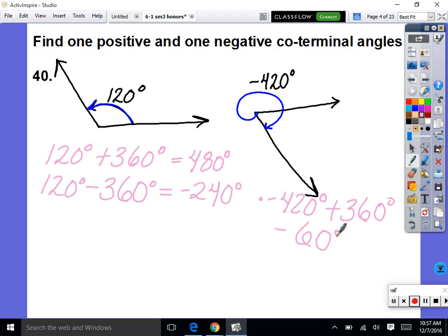Now we need a positive. So let's add 360 again to that. Isn't that okay? Does everybody understand? So I can add 360 as many times as I want, and those are a bunch of coterminal angles. And I'm taking negative 60 because that's in the same spot as negative 420. We're taking negative 60 degrees, and we're going to add 360 to that to get us into the positive. Right. So a positive coterminal angle was 300 degrees. Questions on that? Pretty straightforward, right?